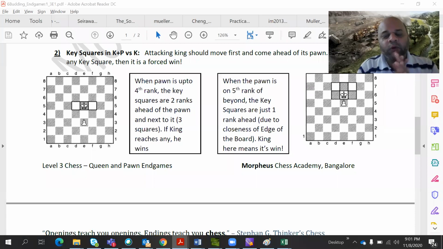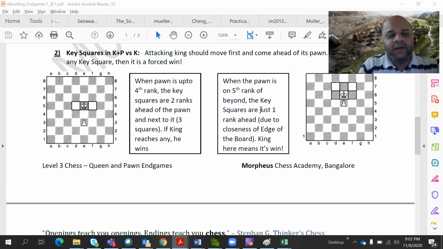Okay, last week we looked at the queen versus pawn endgames, and specifically some drawing chances that the weaker king has if it is a rook pawn or a bishop pawn. So we'll continue our endgame study.